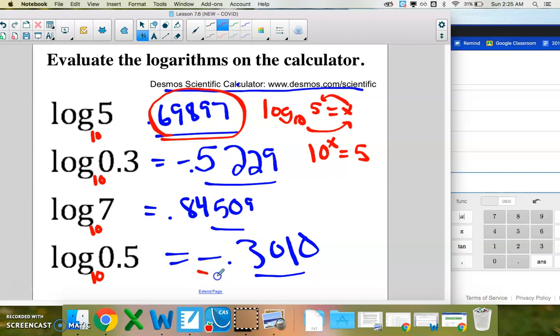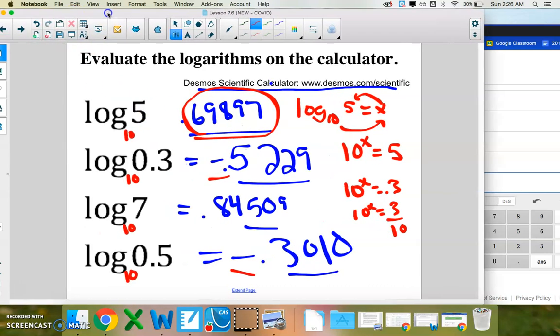The reason we're getting negatives here is because of the expression. It's going to be 10 to what power equals 0.3. Or in other words, 10 to the x is equal to 3/10. Since this is a fraction that's less than 1, our value here has to be negative. We're trying to change a whole number to a fraction, so it's going to have a negative exponent.